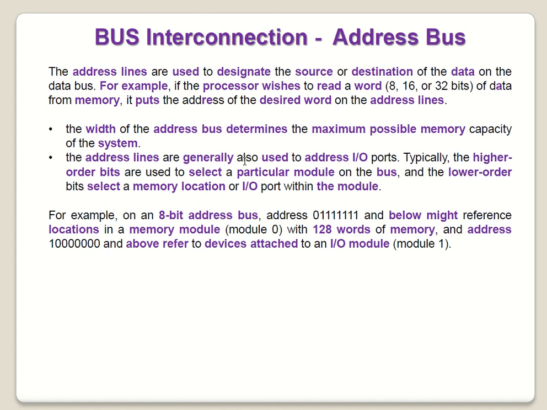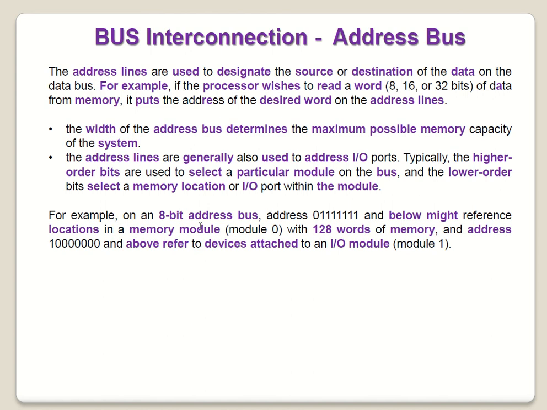Address lines are also used to address the I/O ports. Don't think that address lines carry only the memory address. They carry the I/O address also. In the previous slides I mentioned each I/O device has its unique address, the port address. Higher order bits are used to select the particular module on the bus. Lower order bits select the memory location or the I/O port. In this way, your address bits are organized.